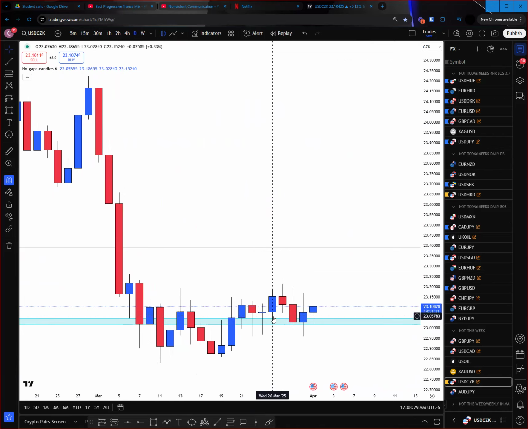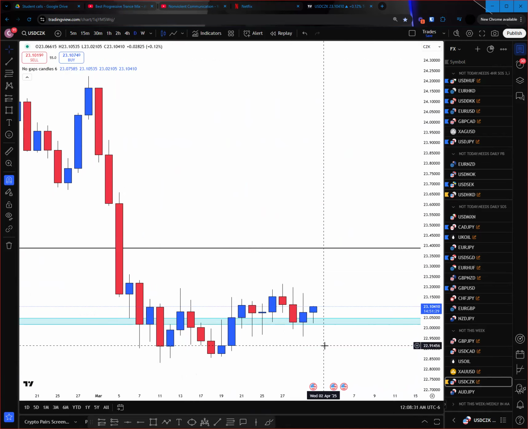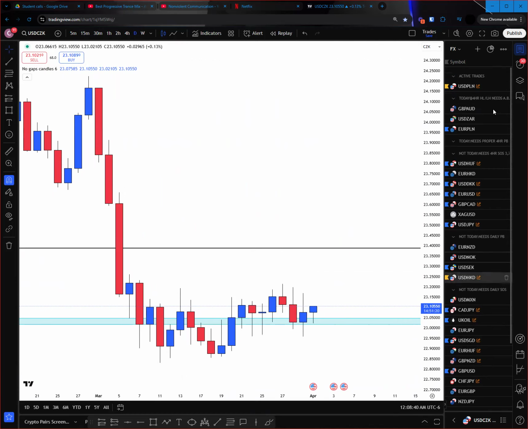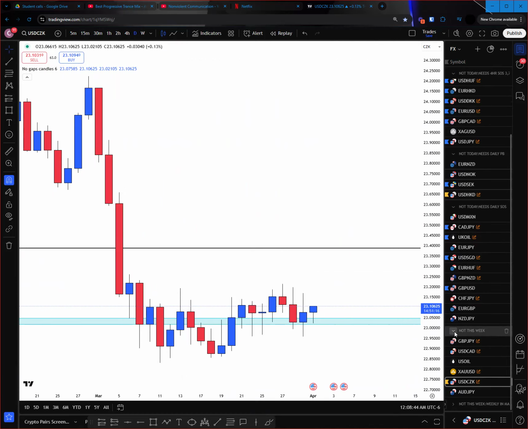But then it's not a body close. So at the same time, I'm like, yeah, I don't know. So I just moved that to the not this week. It's not clear enough for me. And basically USD CZK, a small European country, is the same as USD PLN, a small European country, so you don't need to trade both of them.